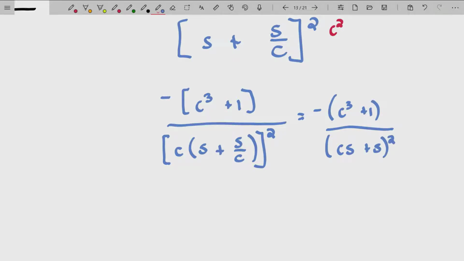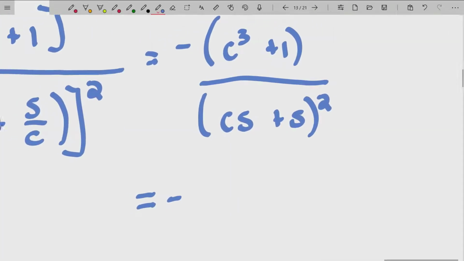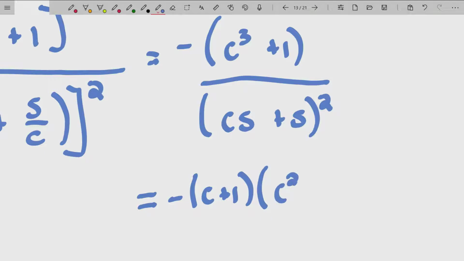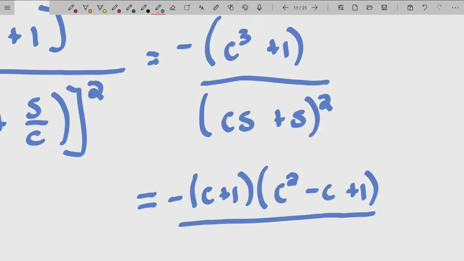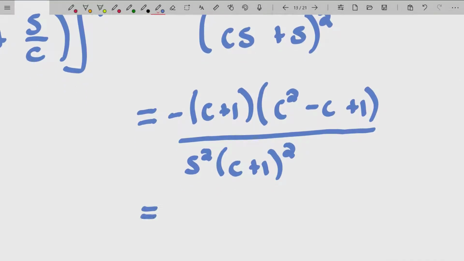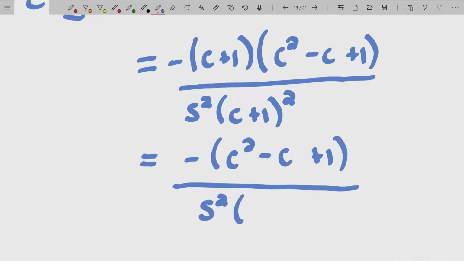And that actually does simplify now that I'm looking at it. This is negative. That's a sum of cubes upstairs. So that's a cosine plus 1 times a cosine squared minus cosine plus 1, all over. Downstairs, I will factor out a sine squared. I'm left with a cosine plus 1 being squared. And of course, cosine plus 1s can cancel. And so you get this negative cosine squared minus cosine plus 1, all over sine squared times cosine plus 1.